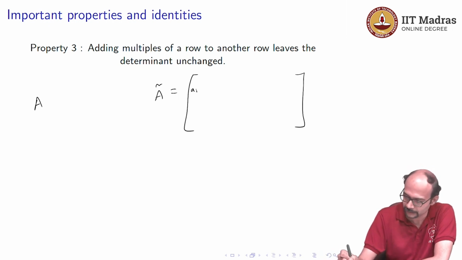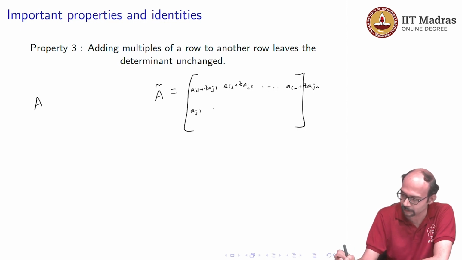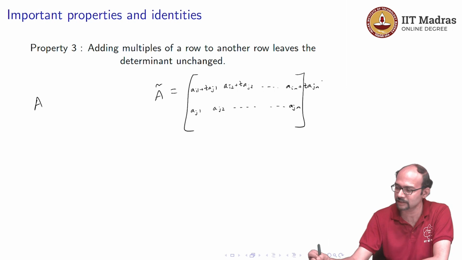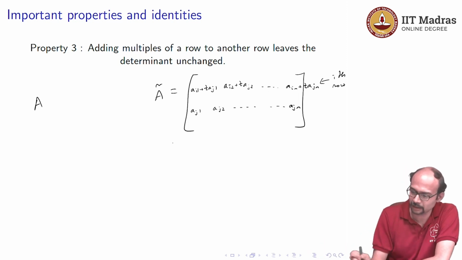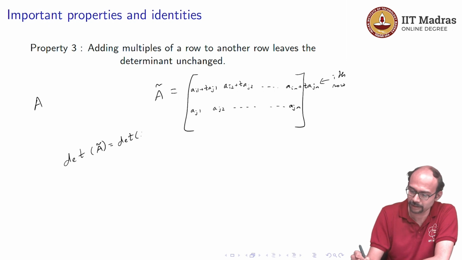So then here I get AI1 plus t times AJ1, AI2 plus t times AJ2, and so on, AIN plus t times AJN. And the jth row remains the same, AJ1, AJ2, AJN. So the only thing that has changed is the ith row. And what happens in that case? So the claim is the determinant of A tilde is the same as the determinant of A.